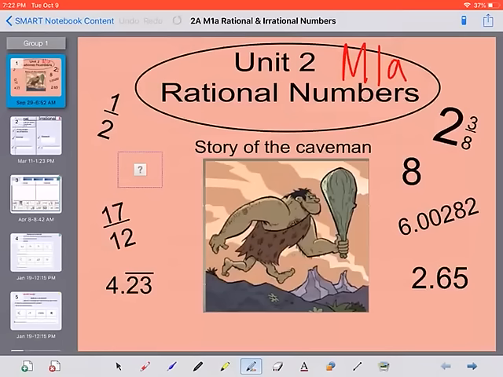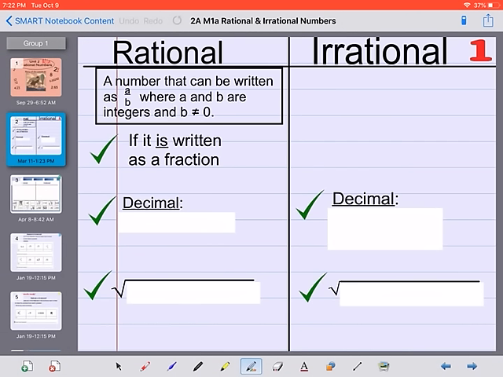Welcome to Unit 2. We are starting with Mission 1a, which is going to be rational and irrational numbers. So in class I told you a little story about the caveman, what type of numbers are rational and some that are irrational. So I like to think of the difference between rational and irrational numbers as rational numbers, these are our normal numbers, and irrational numbers are kind of our crazy numbers.